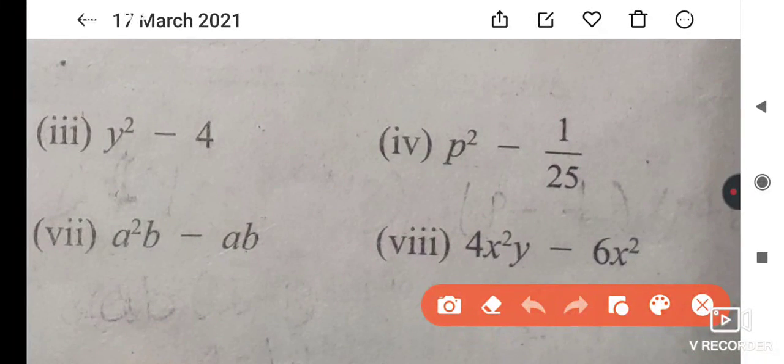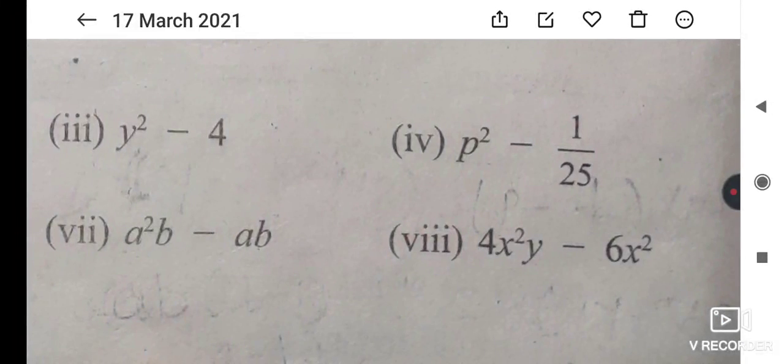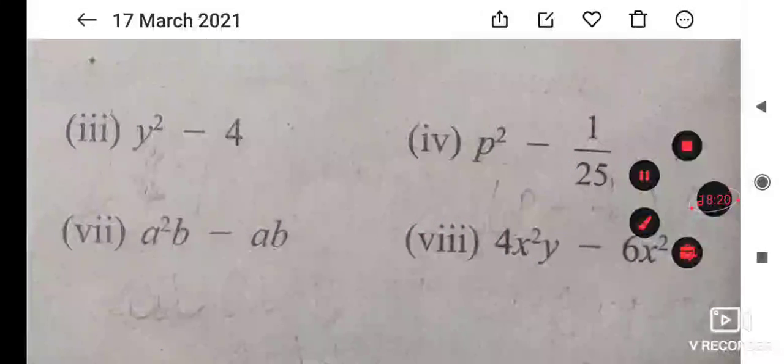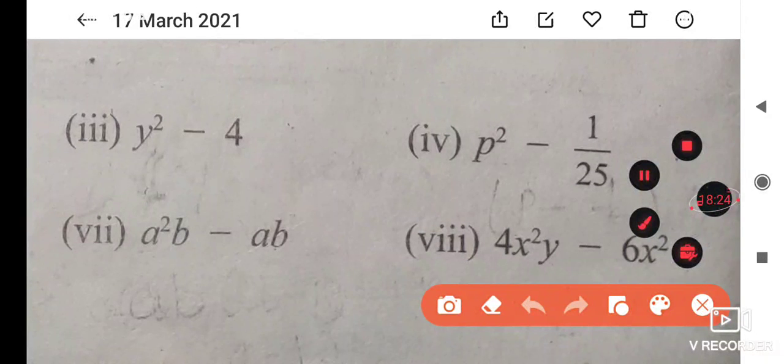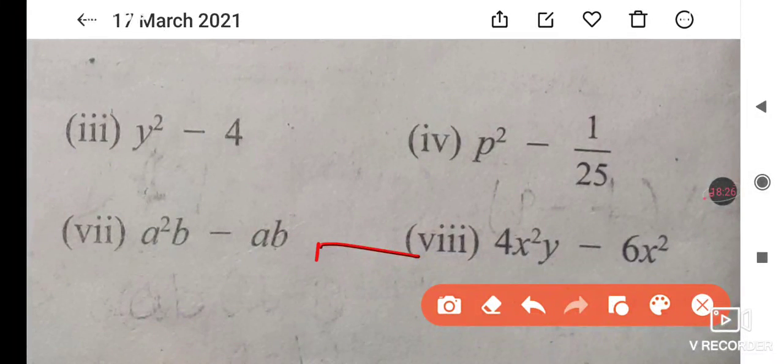So 4 and 6 both are present in which table? In 2's table. Inside it 4 is present, and 4's table does not contain 6, and 6's table does not contain 4. So both numbers are present in 2's table. Again, what is common here? I will write and solve this example here.